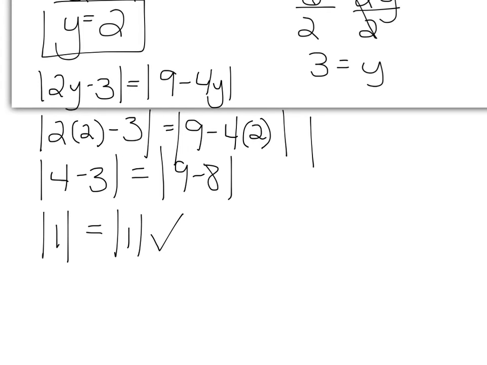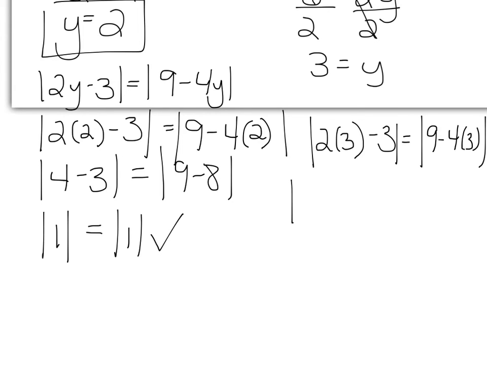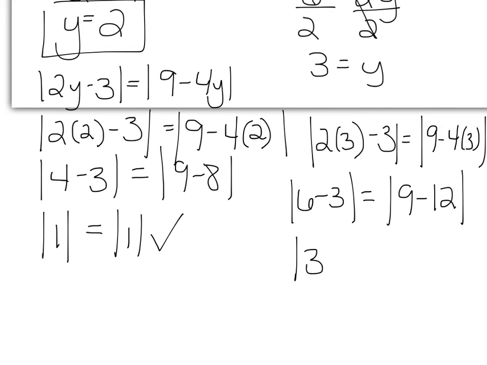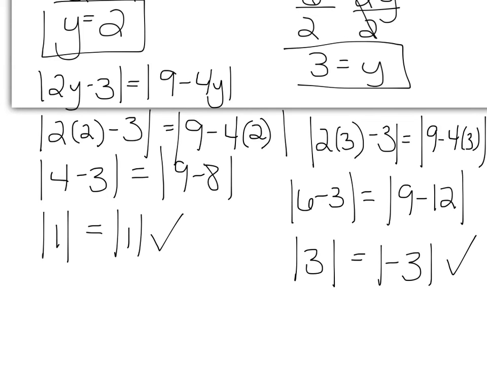Over here, I'm going to plug in 3, so I have absolute value of 2 times 3 minus 3 is equal to the absolute value of 9 minus 4 times 3. So this is 6, absolute value of 6 minus 3 is equal to the absolute value of 9 minus 12. Absolute value of 3 is equal to the absolute value of negative 3, which is the same thing, so 3 is also an answer choice.